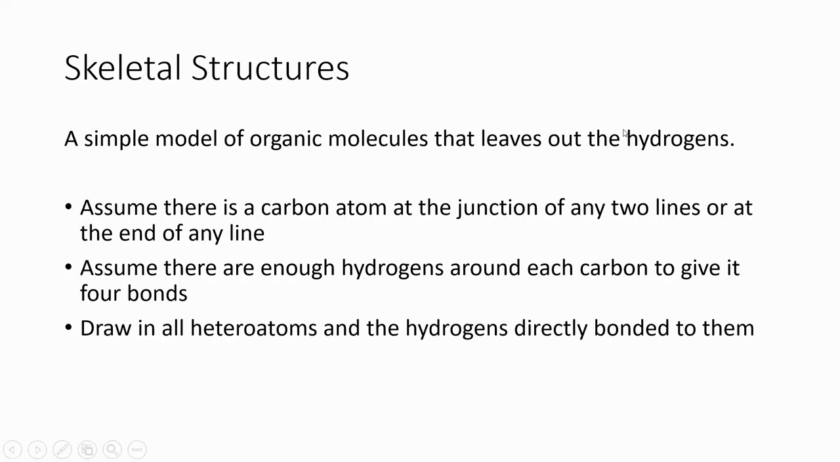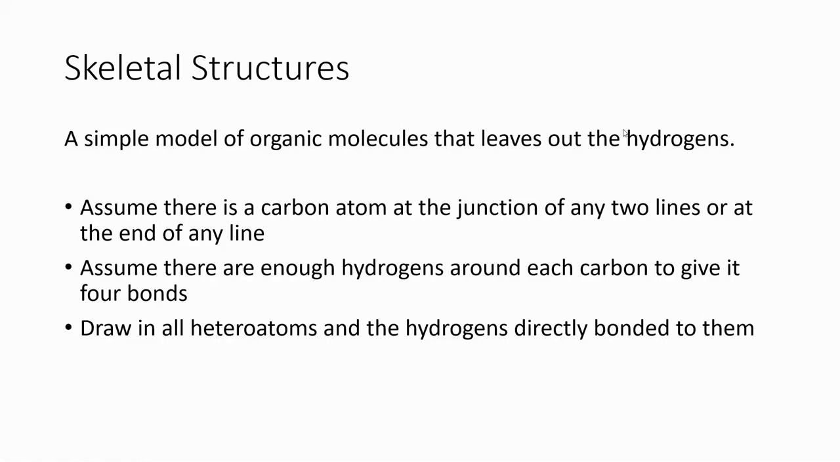Skeletal structure is a simple model of organic compounds. We leave out the hydrogens. We don't show hydrogens. Our structure shows the carbons, but we also don't draw the carbon. We don't write C. Instead, we assume that anytime there's a corner or a junction, so we could have two lines crossing, where those lines cross is a carbon. So a junction is a carbon.